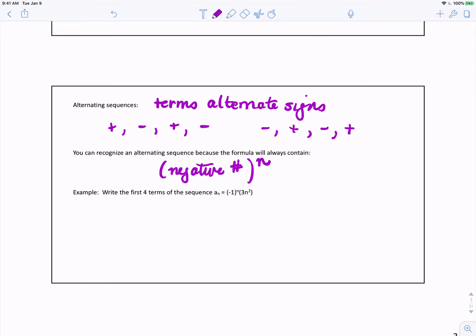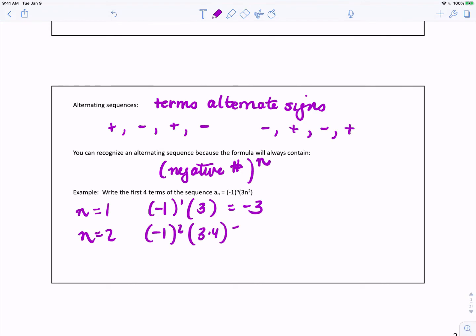Write the first 4 terms of this sequence. And again, all we have to do is plug in 1, 2, 3, and 4. So if we plug in 1, we'll have negative 1 to the first power times 3 times 1 squared, or in other words, that'll be a negative 3. If we plug in 2, we're going to have negative 1 squared times 3 times 4, or in other words, we're going to have 12. So see, the first term was negative, but the next one's positive.